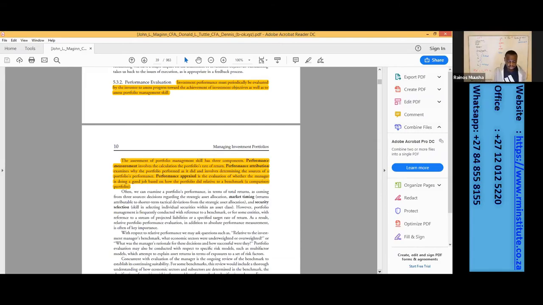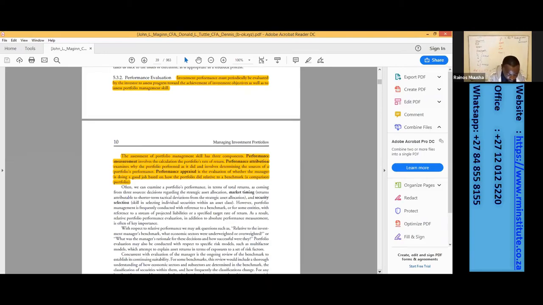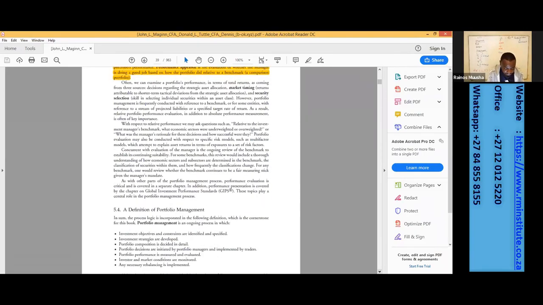So you're now going to be checking, when you look at performance appraisal, what is the return of the portfolio compared to the benchmark? Are we having a positive alpha, or are we having a negative alpha? If you're having a positive alpha, ideally it would say the manager is doing a good job. But if you're having a negative alpha, it basically means that the manager is doing a not so good job as well.